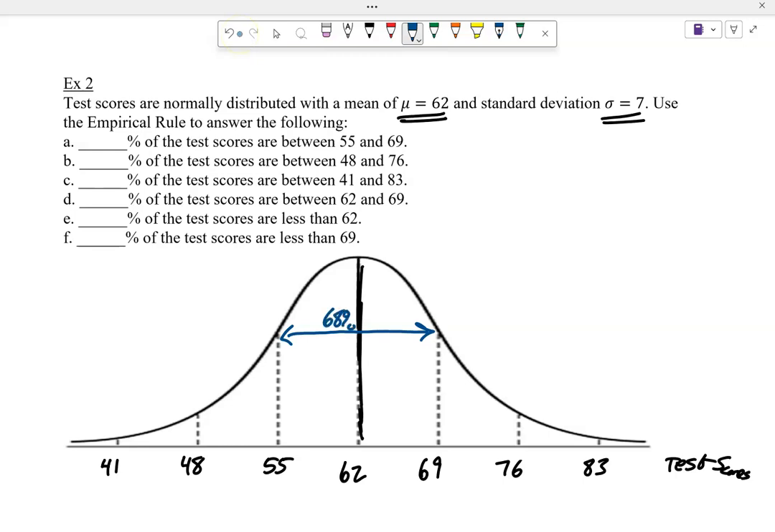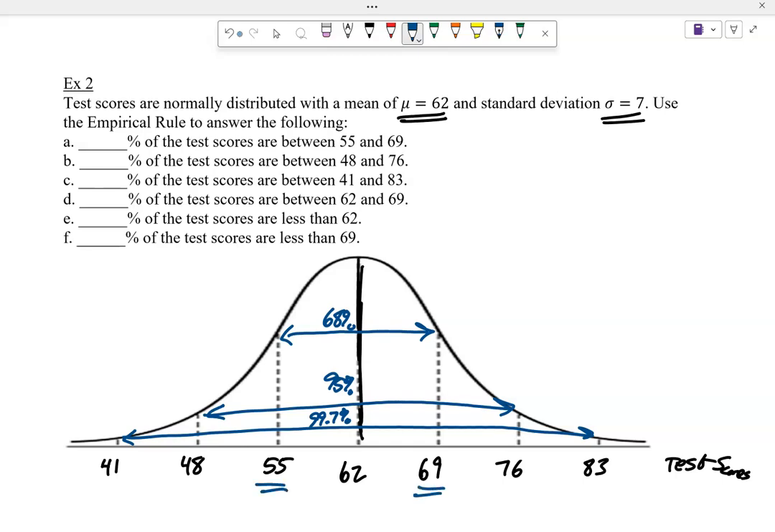68% of the data, 95% of the data, and 99.7% of the data. Okay? So if you look at the first one, part A, it says, what percent are between 55 and 69? Well, that's easy because it's one below and one above. And so hopefully you answer that's an easy 68%. How many are between 48 and 76? 2 standard deviations below to 2 standard deviations above. And hopefully you say 95%.